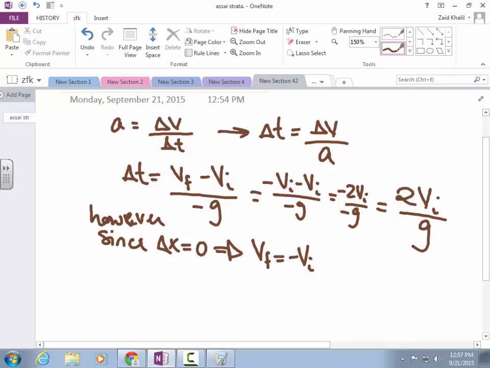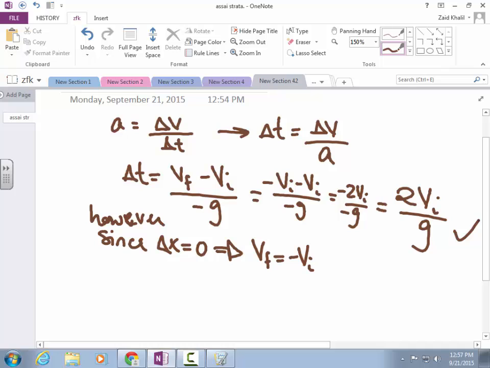It's great. So there you have it. That is the time it takes to have a zero displacement. So just so that you guys understand this, what that means is this. If I project this from the ground like this, the time it takes for it to reach back to the ground is 2Vi over G.